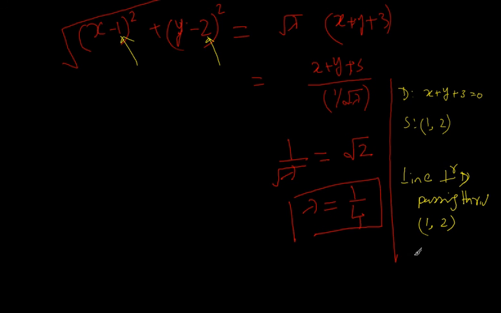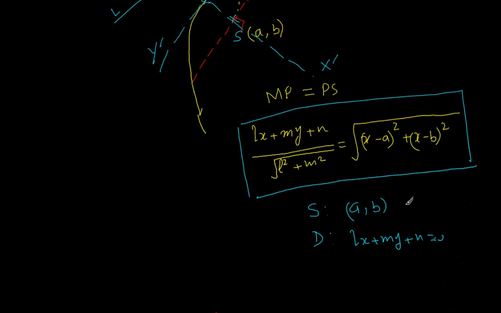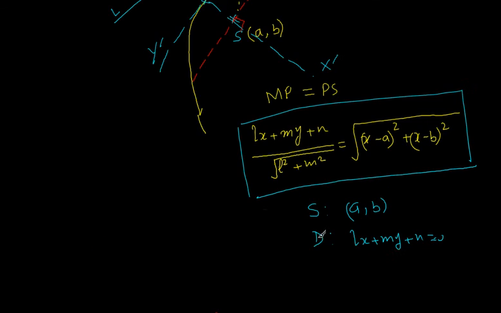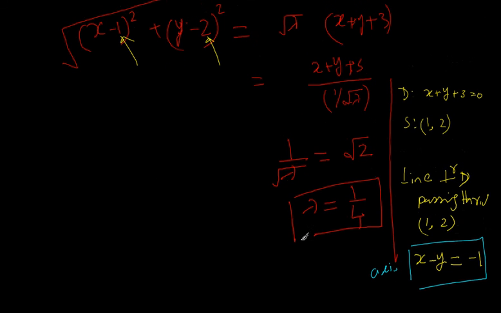Okay, just quickly you can find x minus y is equal to minus 1. Okay, this is the line which is perpendicular to this, passing through (1, 2). It means this is the axis. Okay, this is the axis. Solve these two equations, and you will get this point. You will get this point. Okay, and the midpoint will be on the axis.